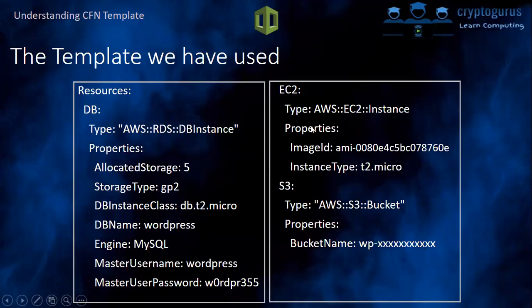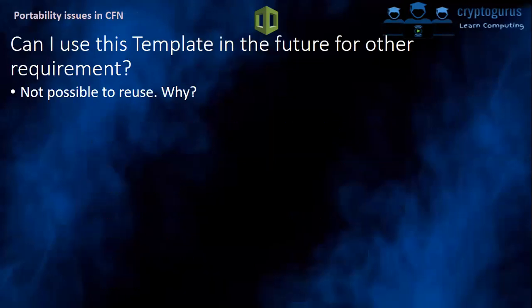Okay, and also for the EC2 we have specified which AMI I want to use, what the instance type will be, what the S3 bucket will be, and what the name of the S3 bucket will be. So this is what we have specified in the template, and writing a template is a very simple thing. Once you go through what the template is and what parameters would be there, you can easily write the template.